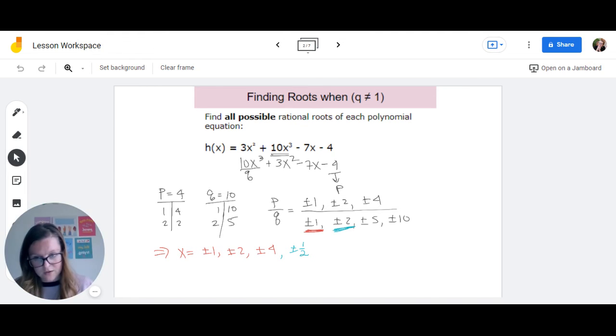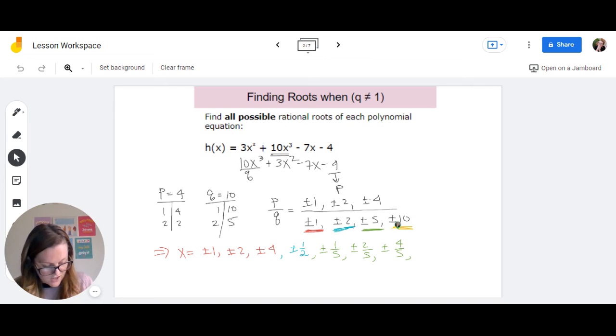Keep on going. All right, so next I'm going to have 5. So I'm going to say 1 divided by 5 is plus or minus 1/5. I have plus or minus 2/5 and plus or minus 4/5. So I couldn't simplify anything there. And then one more, y'all, stick with me. Let's do this in yellow.